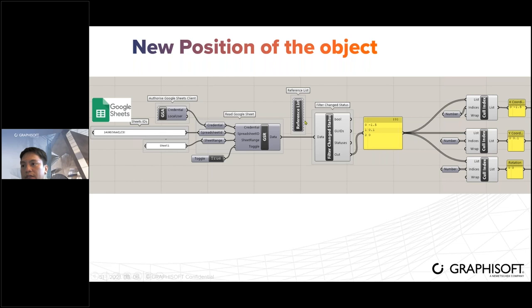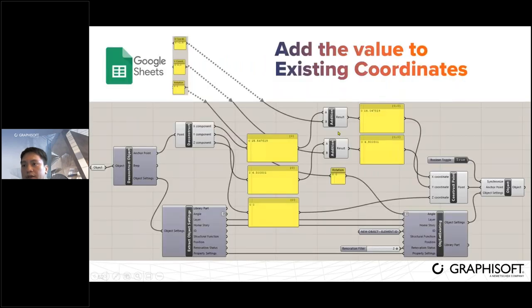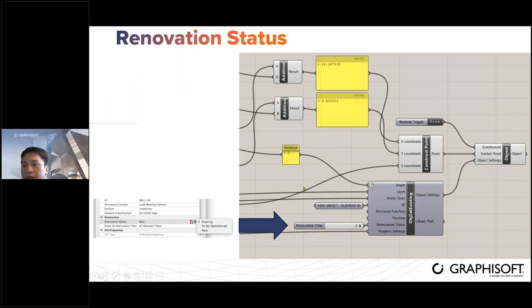As you can see here, just as an example, it moves by 1.5 in the X coordinate. I just need to add this to my existing coordinate X. If the object moves in X by 1.5, I add that to my existing X. This is how it works. It's very simple, but as I mentioned, after that we apply some renovation status or filter.